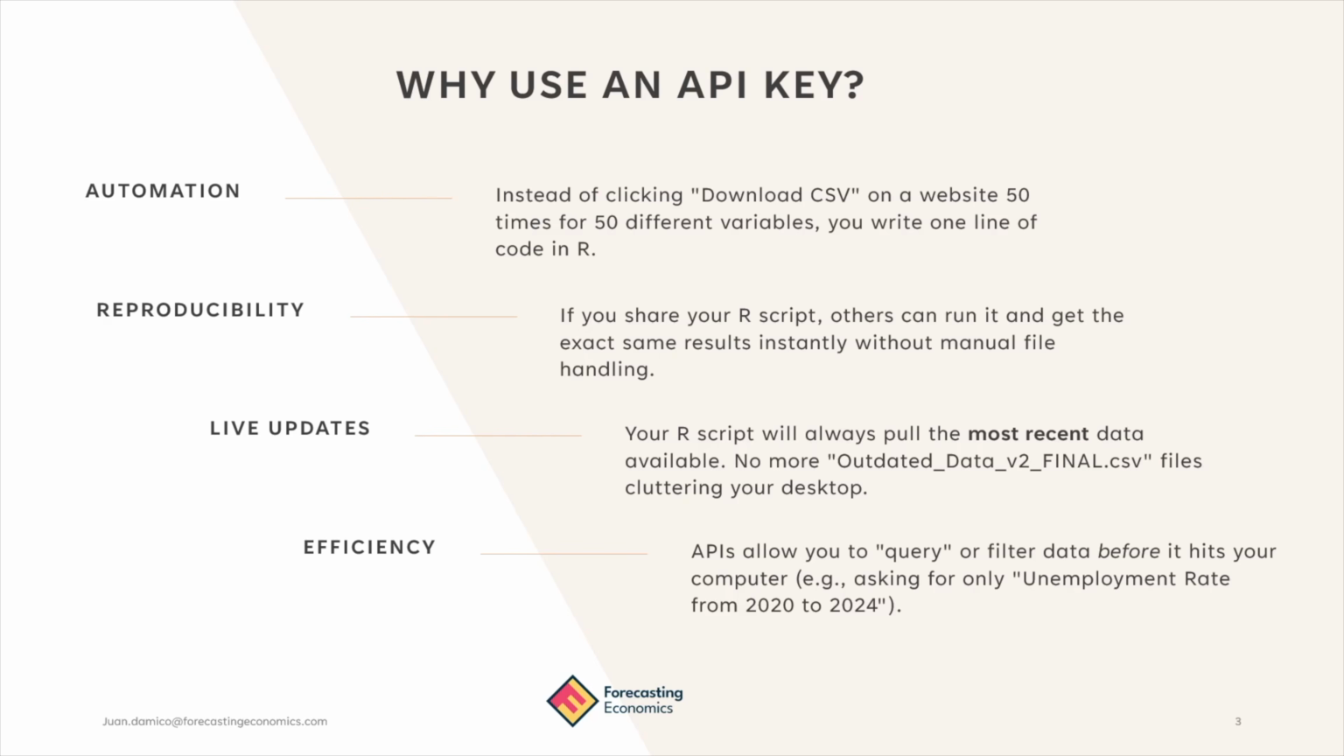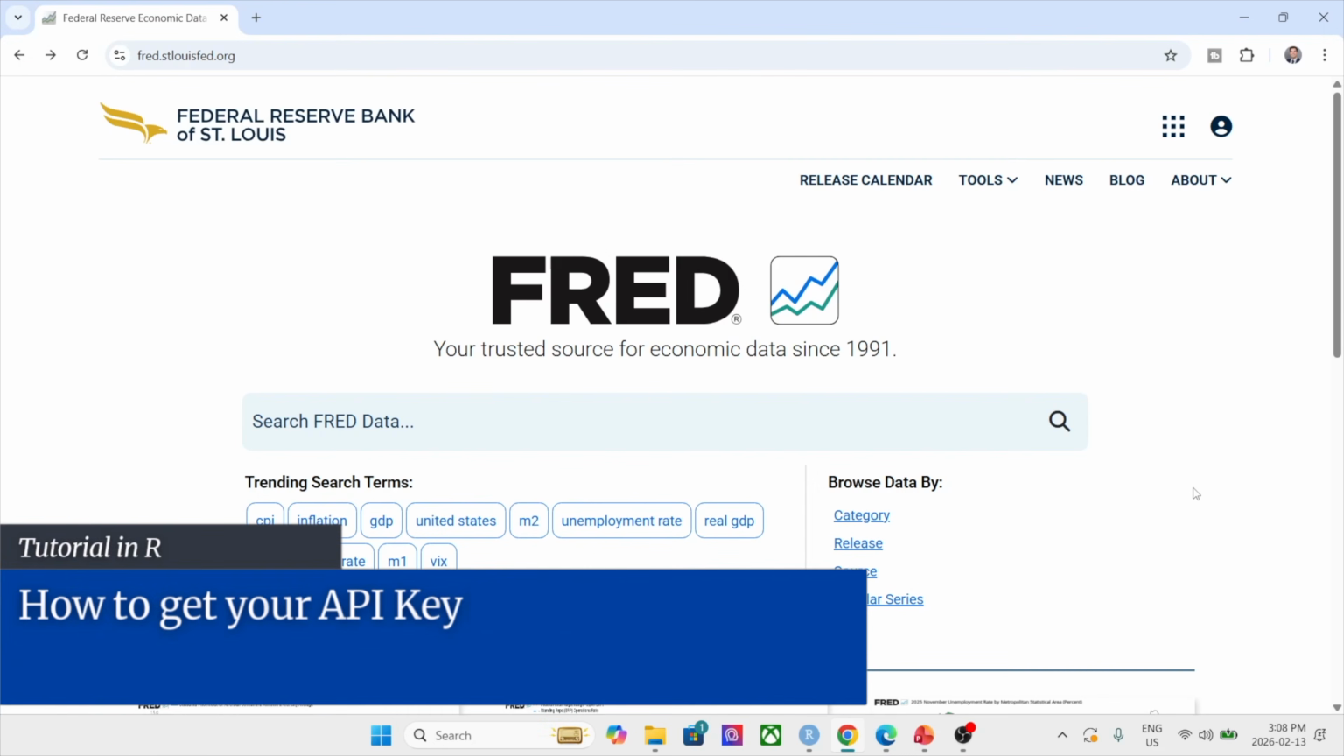And lastly, efficiency. APIs allow you to query or filter data before it hits your computer. So we can manually code it in a way that it's going to pull data from a specific day. We're going to deal with conversions of data. There's many changes that we can do with the code, and that's going to be life-changing for us, guys. Now, the first thing that we need to do is to get the API key from FRED.